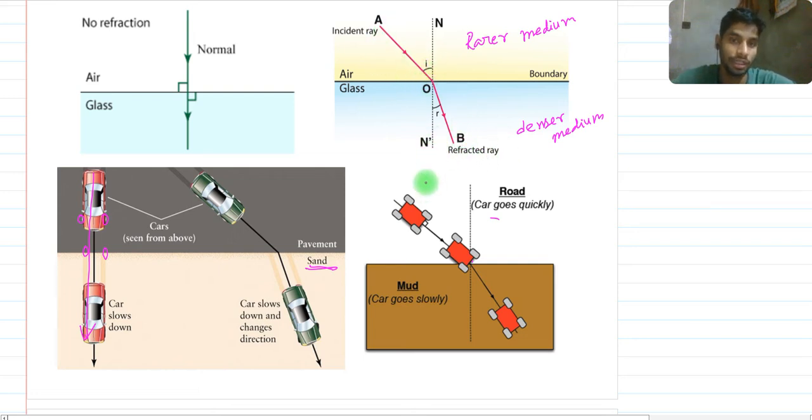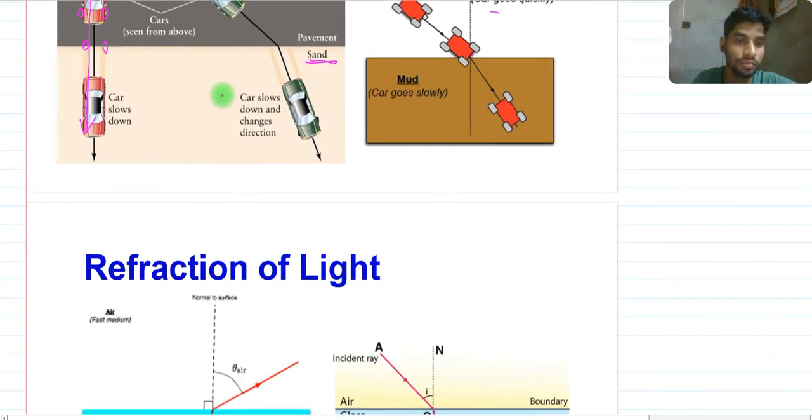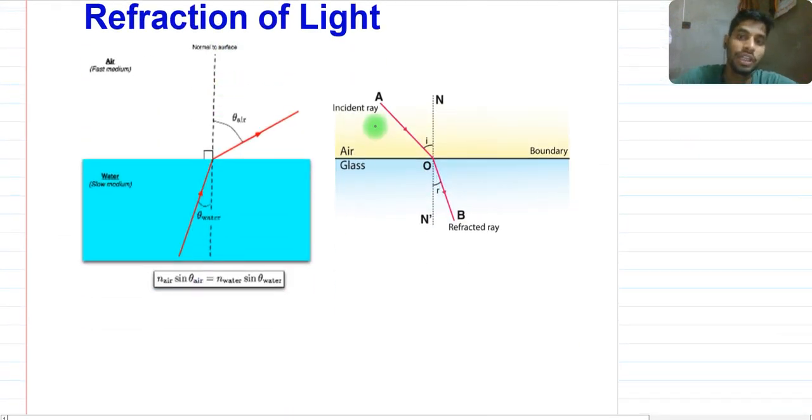For light, when the light moves from rarer medium to denser medium, the light bends towards the normal. Similarly, for normal incidence, the light will not bend. Here you see when light moves from rarer medium to denser medium, it bends towards the normal. But when light moves from denser to rarer, this one is called denser medium and this one is rarer medium, then the light will bend away from the normal.